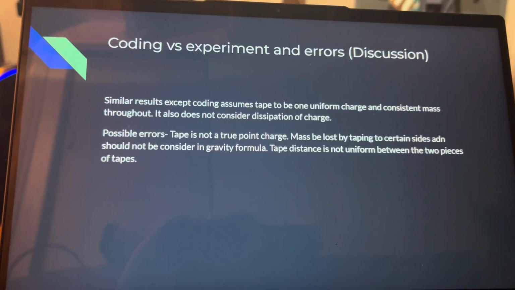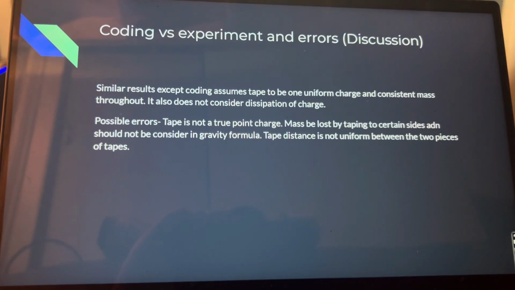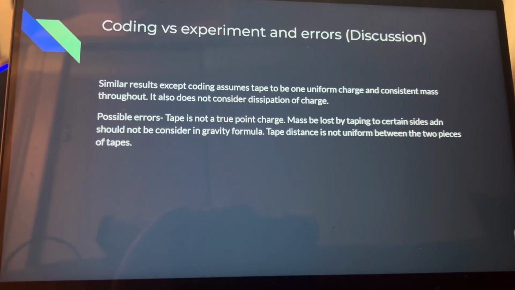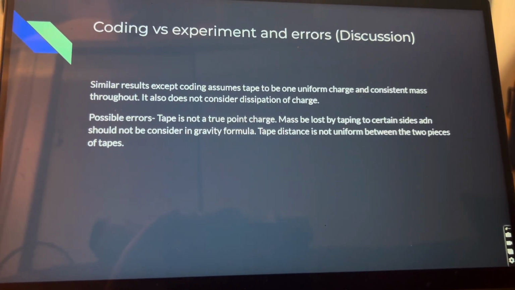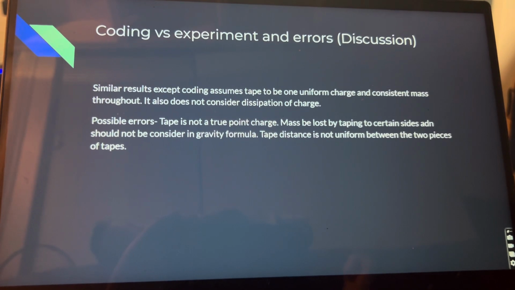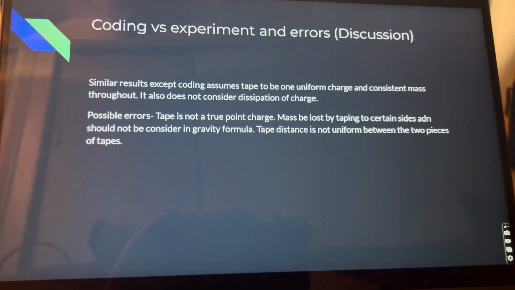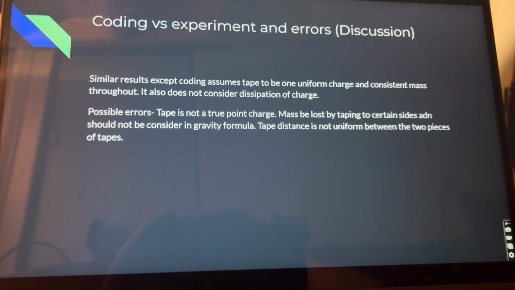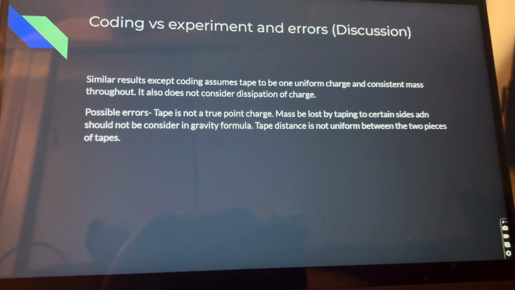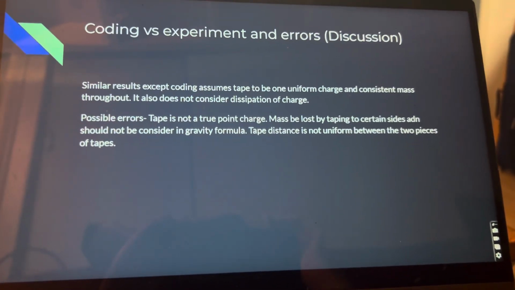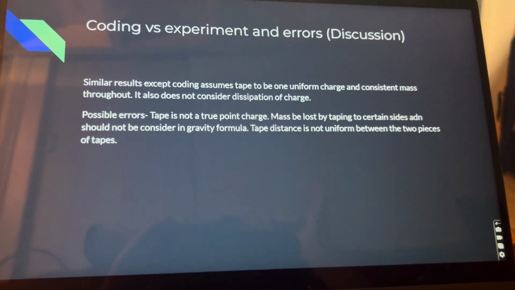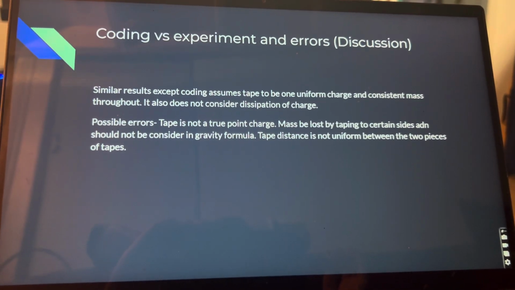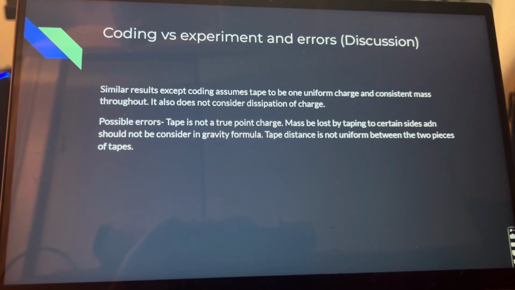In terms of errors, the tape is not actually a true point charge. Charge is dispersed throughout it, but in the calculations, it is assumed to be a point charge. As well, mass could be lost by taping it to the certain sides, because that mass is not necessarily considered in the gravitational formula, because they're in a way supported. It's not that the full piece of tape that was measured in its mass is exposed to the force of gravity. And then also the distance between the tapes was not uniform.